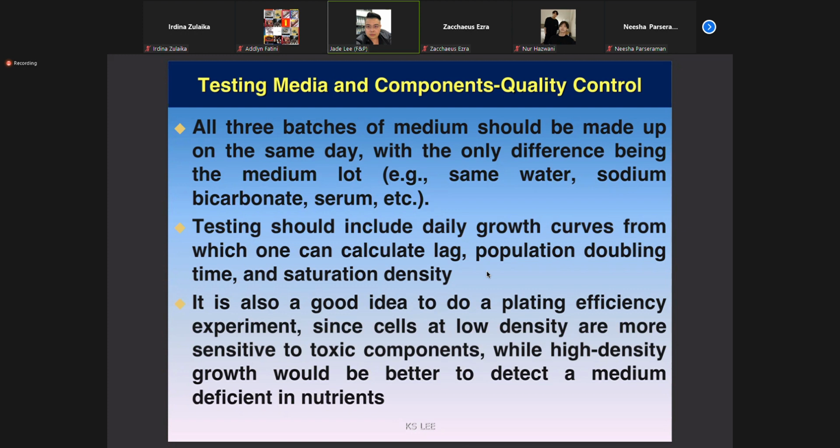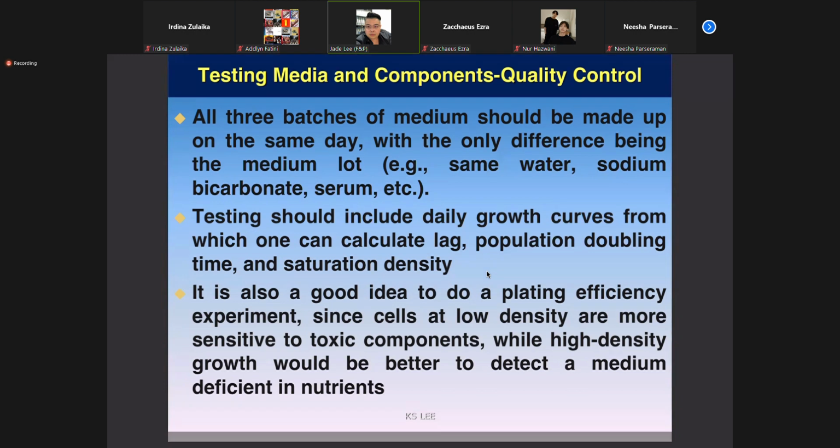This will be discussed in more detail in a coming lecture. It is also a good idea to do plating efficiency experiments. We will also talk about plating efficiency in the coming lecture, since cells at low density are more sensitive to toxic components, while high density growth is better for detecting nutrient deficiency in the media, because the higher the density of the cells, the more easily the medium will be exhausted. So it's easier to understand when the nutrients become deficient.